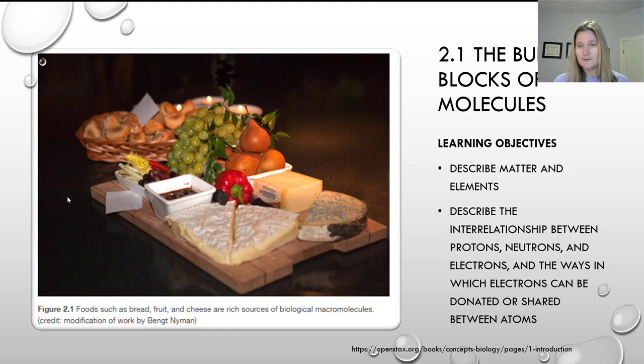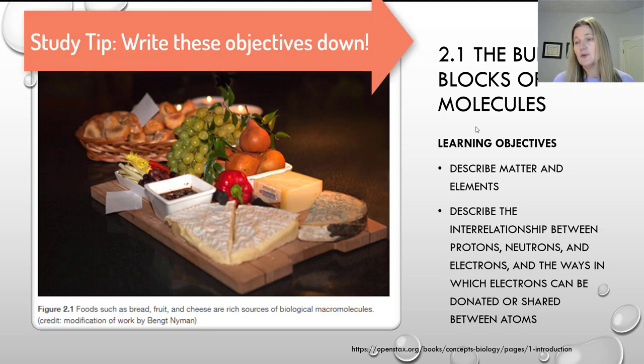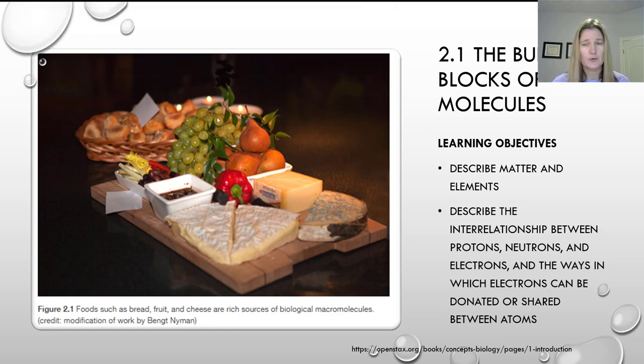All right, so let's take a look at the learning objectives for this 2.1 section of our textbook. By the end of this video, you should be able to describe matter and elements, and then also describe the interrelationship between protons, neutrons, and electrons, and the ways in which electrons can be donated or shared between atoms. So this gets into the idea of molecules. It's always a good idea to write those down and then see if you can answer them at the end of the video as a review.